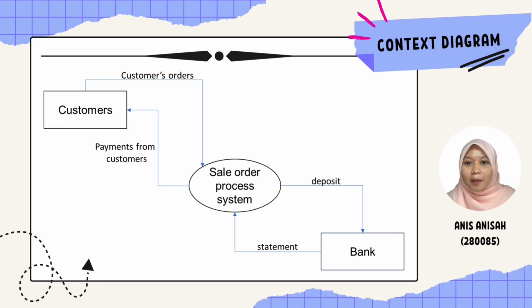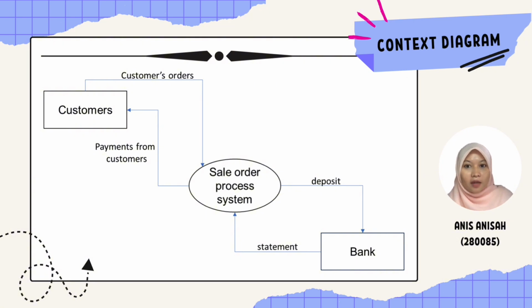Now I will talk about the context diagram. A context diagram is a visual representation that provides an overview of a system and its interaction with external entities. Based on the diagram above, it shows the sales order process system of the business. There are two external entities involved in the business, which are customer and bank.